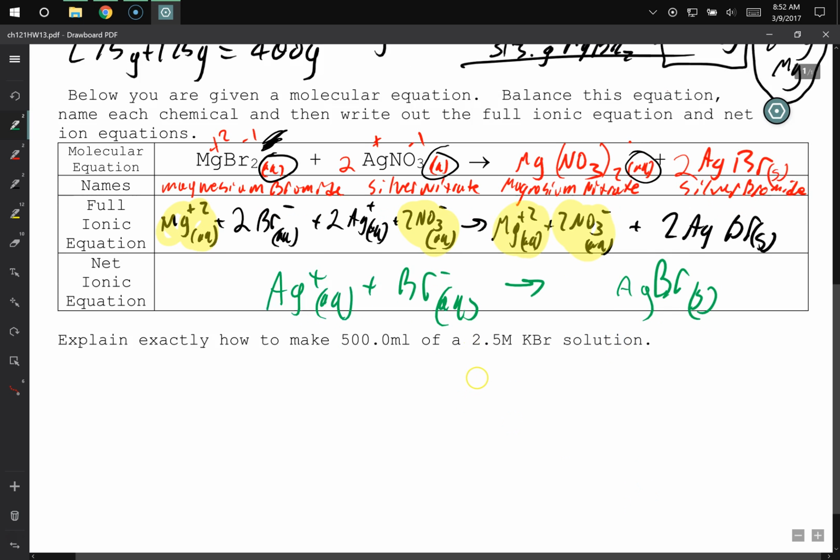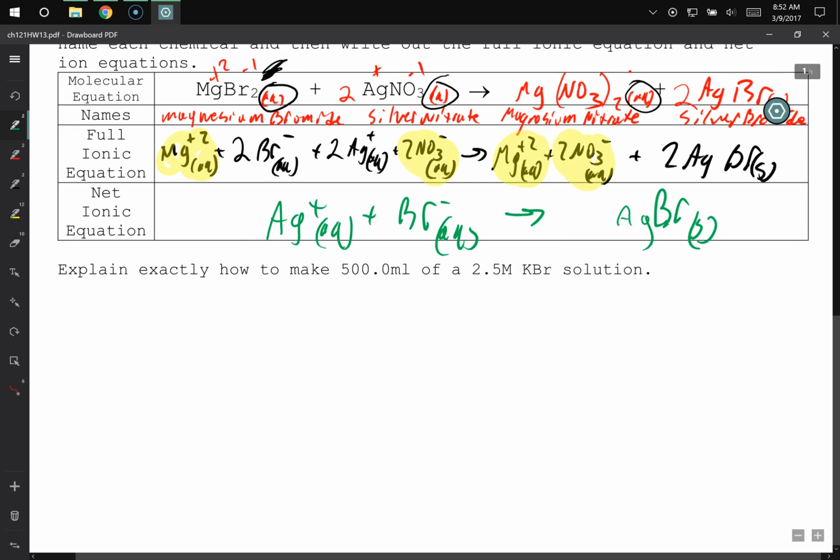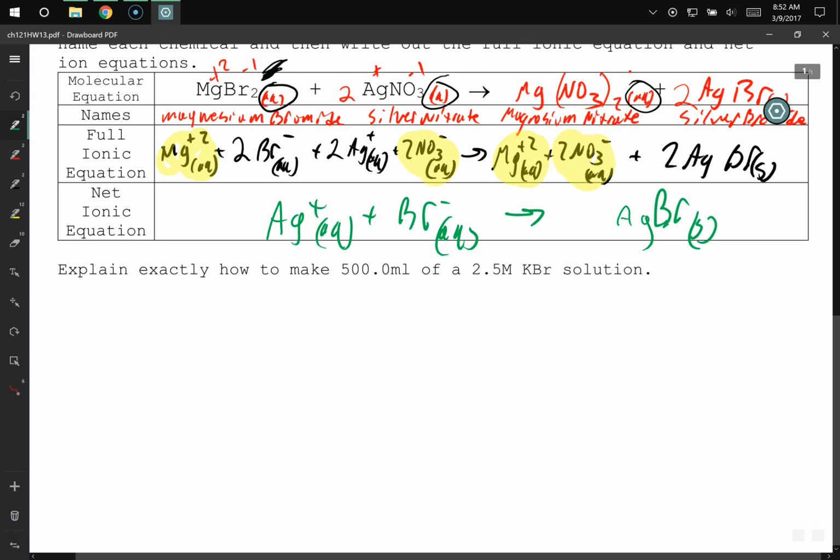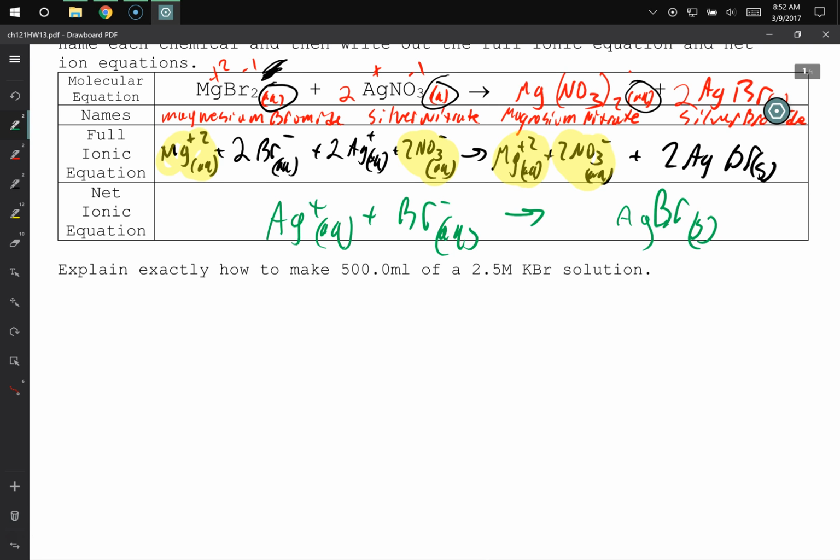Okay, last one here. I want you to explain exactly how you're going to make this. The people who had lab on Tuesday had a distinct advantage over the people who have lab today. So, to make a solution, you have several things to do. And we talked about this in class, but this is what you need to do.